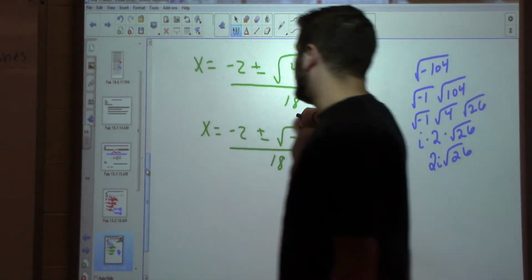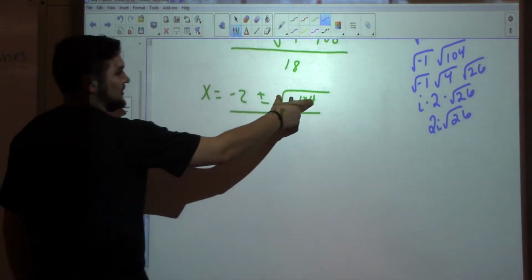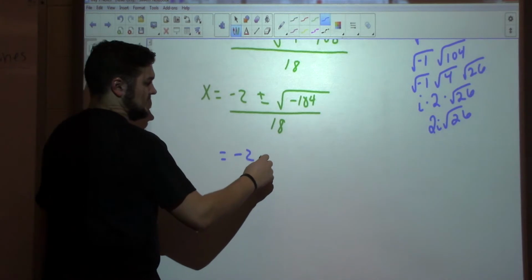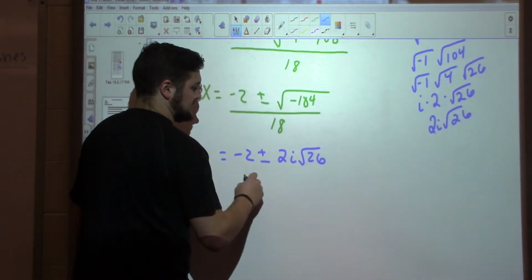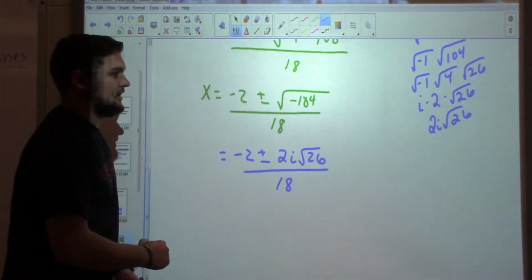That's what I'm going to replace square root of negative 104 with. So equals negative 2 plus or minus 2i square root of 26 over 18.